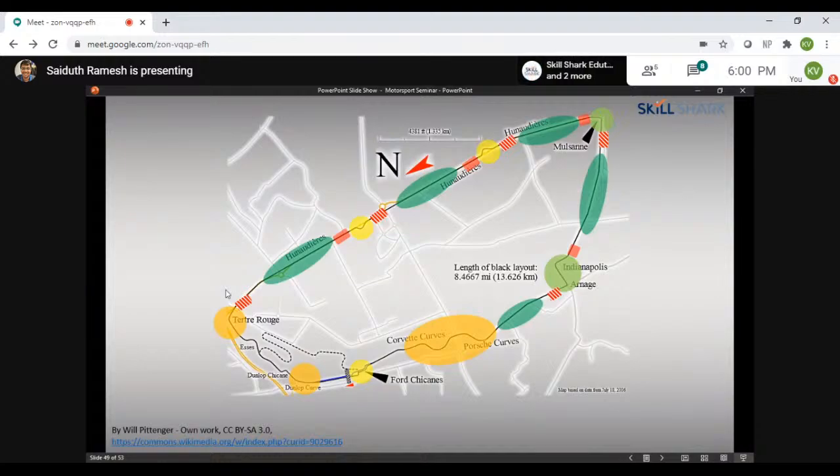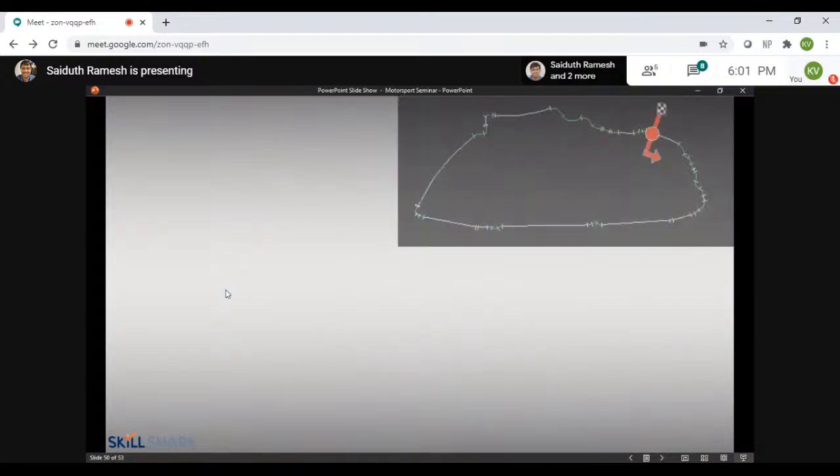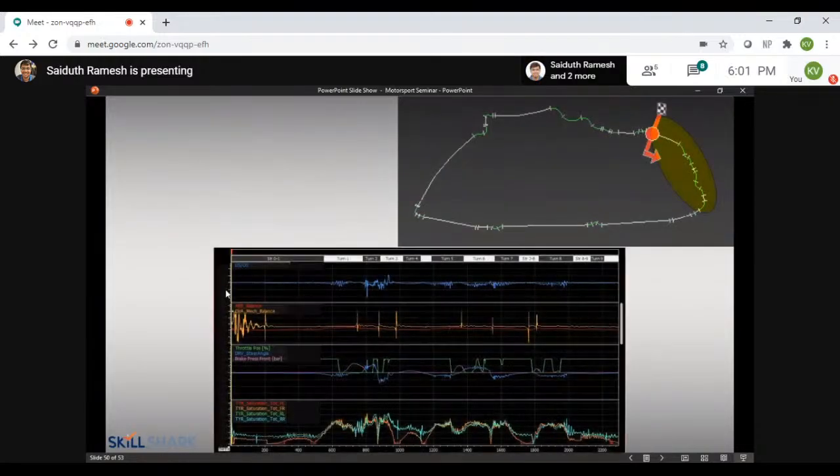But it's not just engineering is what I'm saying. You need to really love and involve yourself in the sport, understand drivers to really be involved in this section. So just as an overview, these are some parts of the Le Mans circuit.